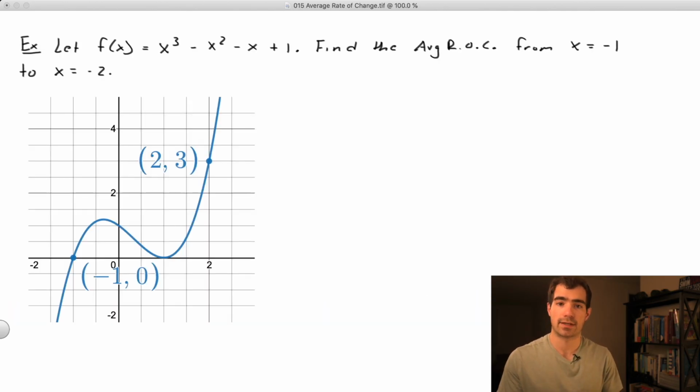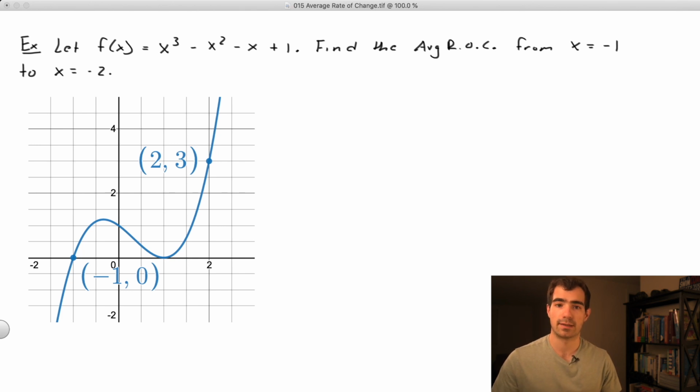If we did have a continuous function though, for example, like f of x equal to x cubed minus x squared minus x plus 1, then utilizing the average rate of change formula, in other words, the slope of the line between the 2 points, is going to definitely be the easiest way forwards.